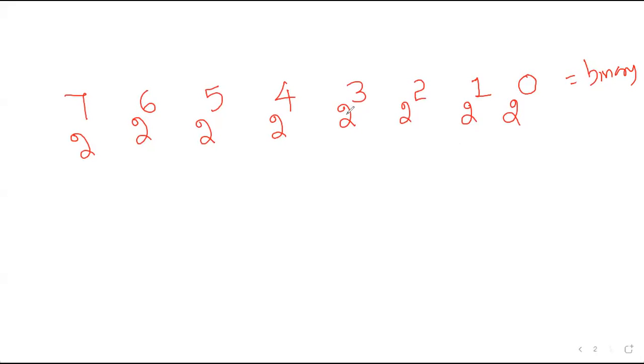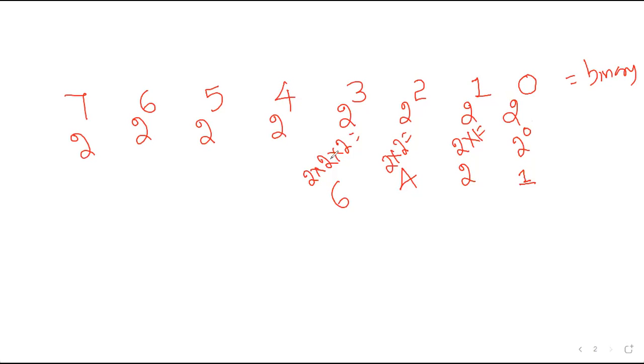Okay, 2 raised to 2 means you need to calculate 2 into 2, two times. How much does it come to? 4. 2 raised to 1 means we count 1 time, 2 into 1, it would be 2. 2 raised to 3 means we need to count 3 times of 2, which is 2 into 2 into 2, which is equal to 8. 2 raised to 0 means 1.